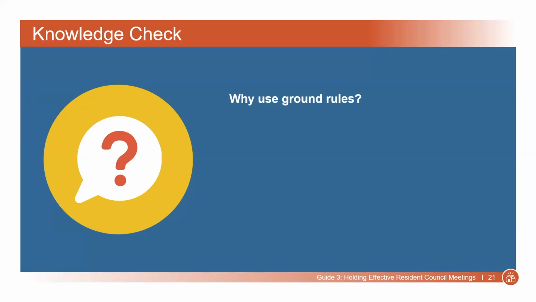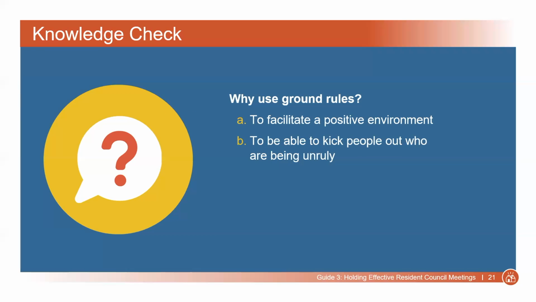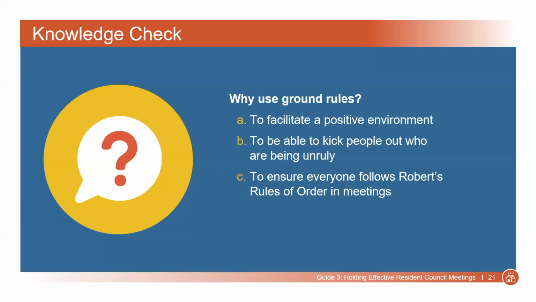Why use ground rules? A, to facilitate a positive environment. B, to be able to kick out people who are being unruly. C, to ensure everyone follows Robert's Rules of Order in meetings. D, all of the above. We'll give you a moment to consider your answer.